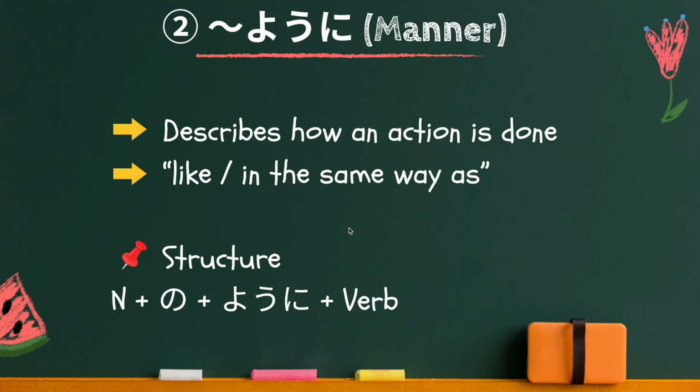Now let's move on to the second grammar format, ように. So this time, this grammar format describes how an action is done. This means like in the same way as something. Grammar format this time is this. Noun のように and a verb. So this time, not a noun but a verb comes at the end.